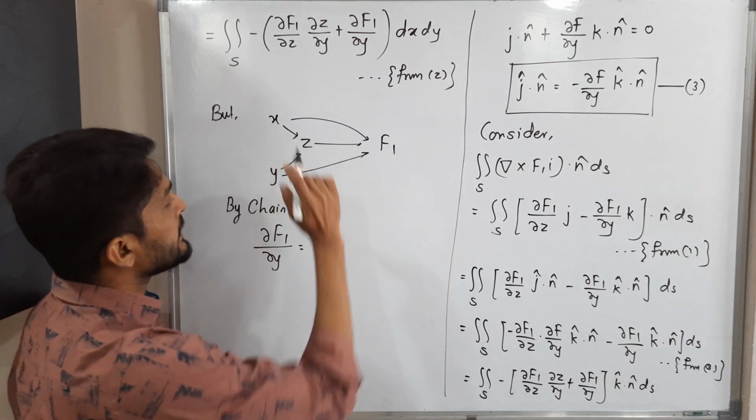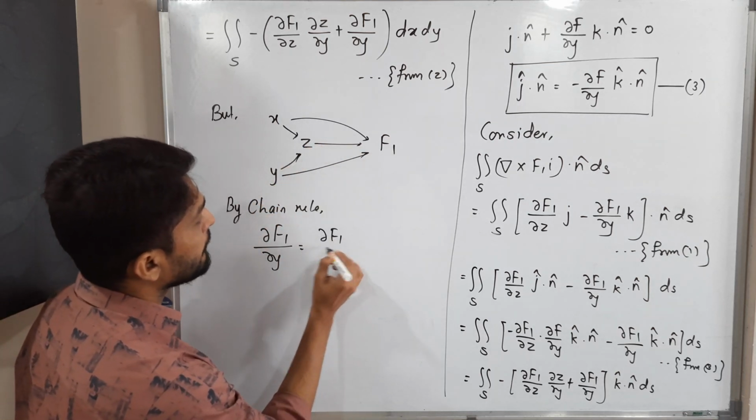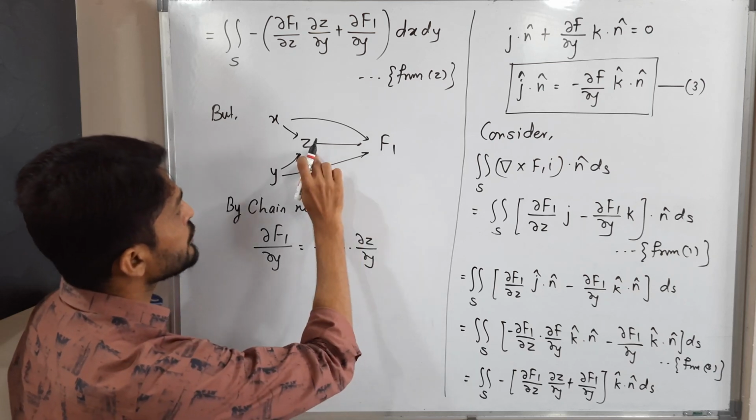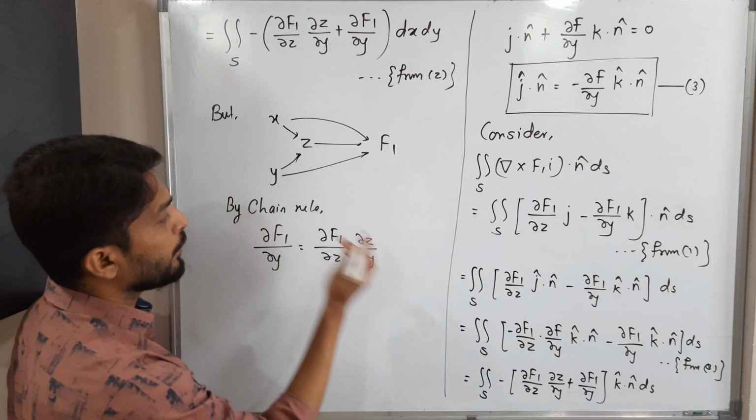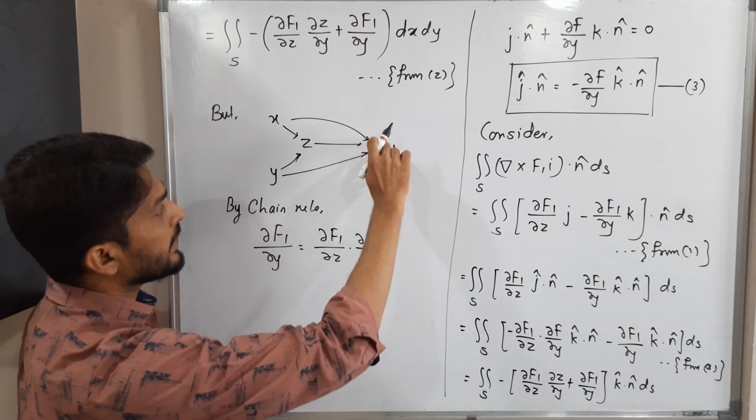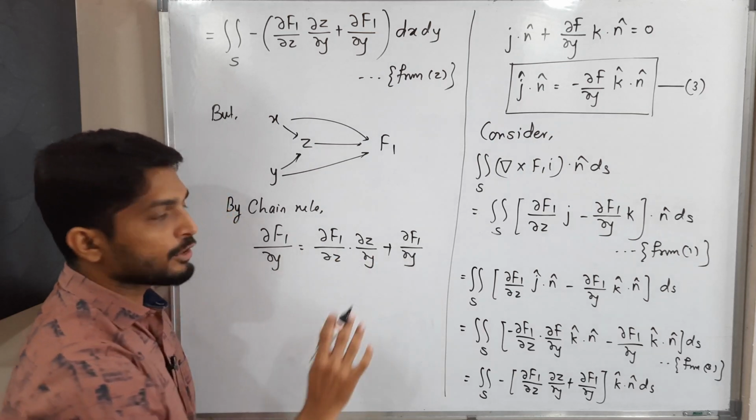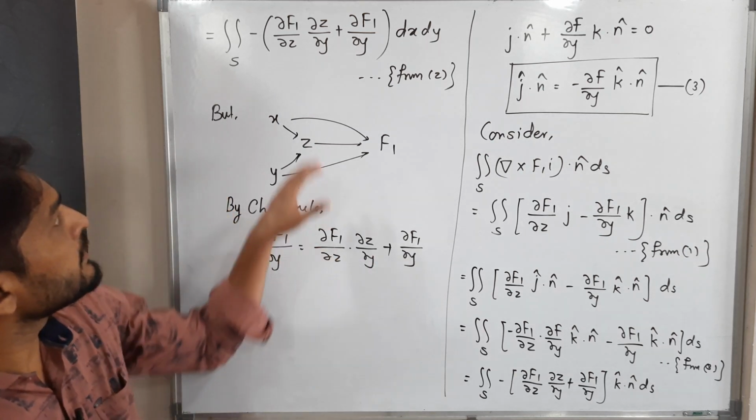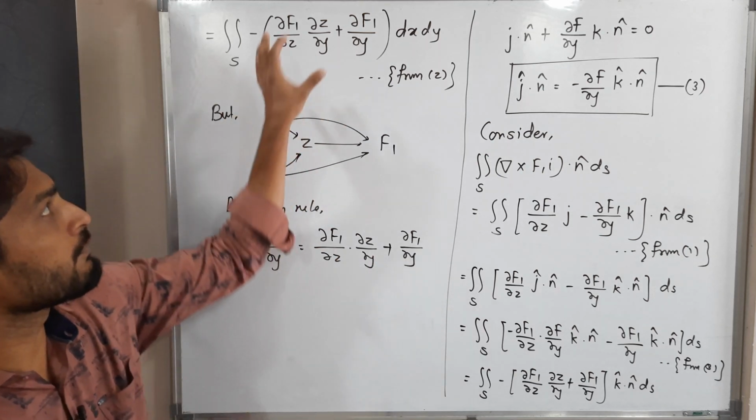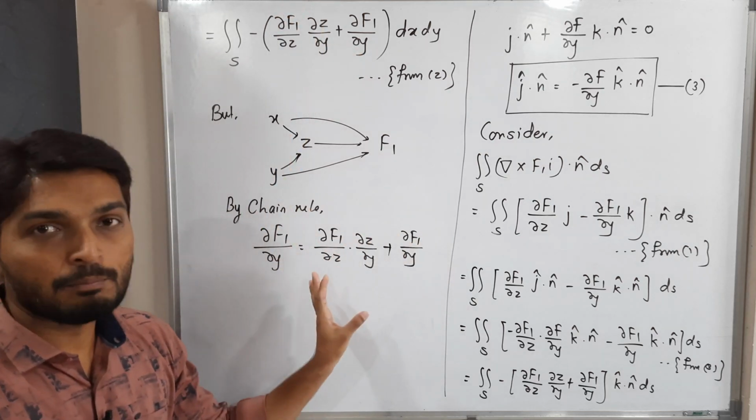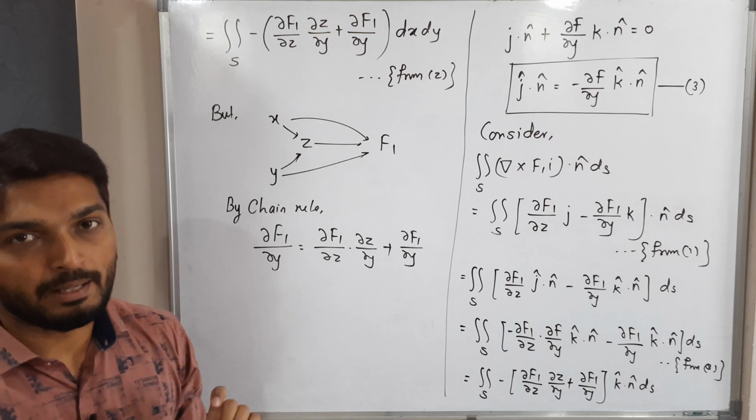So if you go via z, then we will have ∂f1/∂z into ∂z/∂y, the derivative of f1 with respect to z and the derivative of z with respect to y. And the second option is you can directly find its derivative, so ∂f1/∂y. By chain rule we will have this, but this is nothing but the value of this bracket. Whatever we have got in this bracket, that is nothing but this one. So this entire term can be easily replaced by this ∂f1/∂y only.